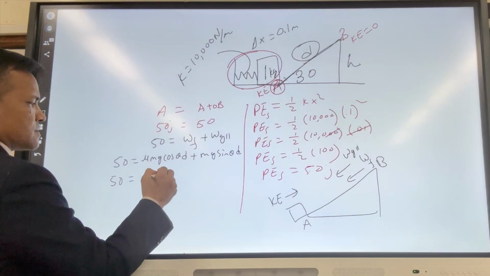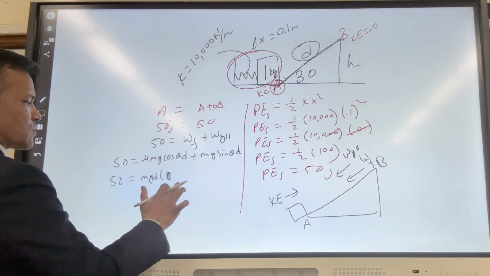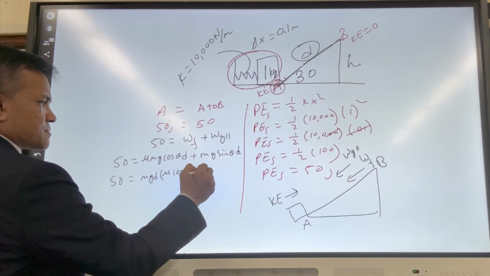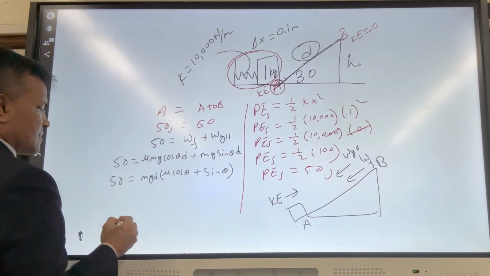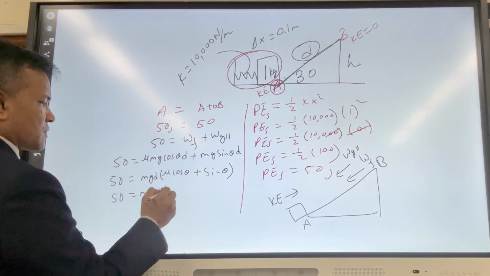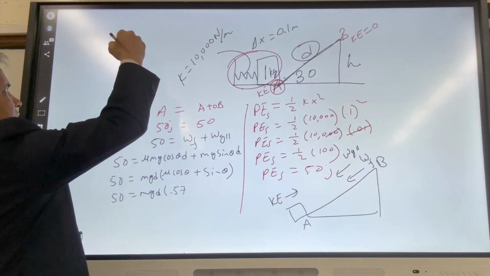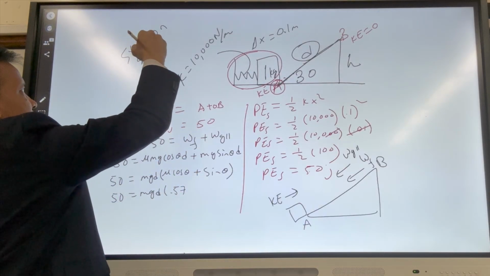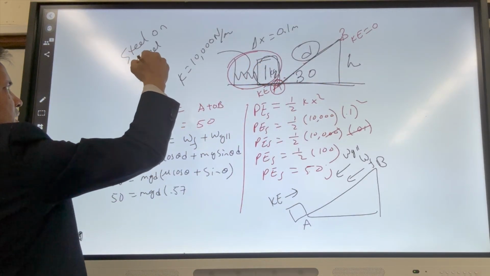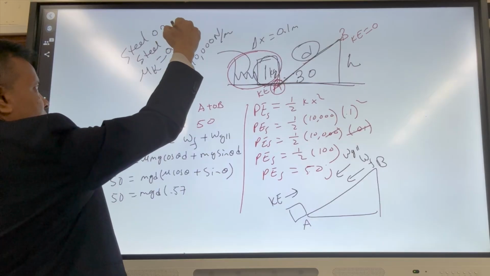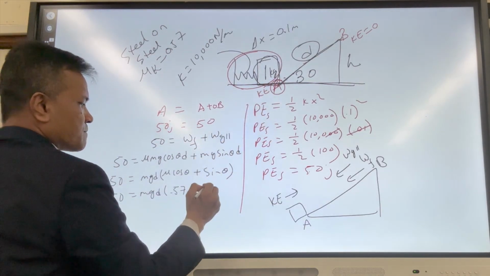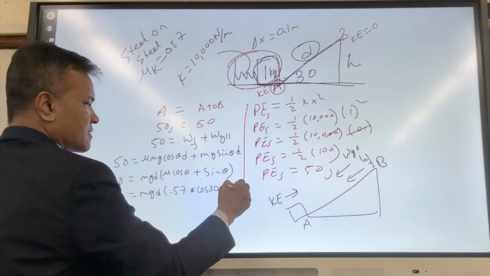You have mu cosine theta plus sine theta. All right, so 50 is equal to mgd times that. Mu is, this is steel on steel, 0.57. Steel on steel, what does that mean? The surface is steel. So mu k is 0.57. So this is 0.57 times cosine 30 plus sine 30.